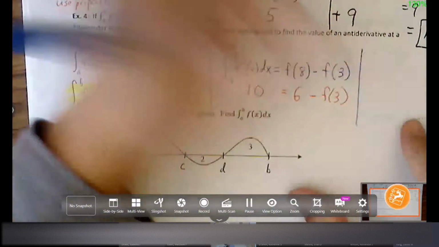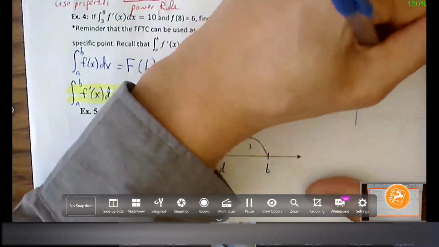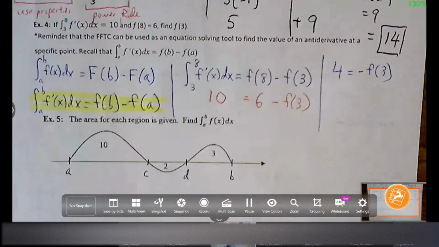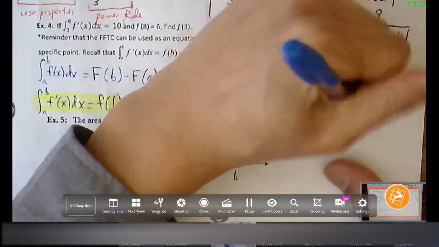So I'll subtract 6 from both sides. Okay. Divide both sides by -1. I can get f of 3 to be positive, so f of 3 equals -4.